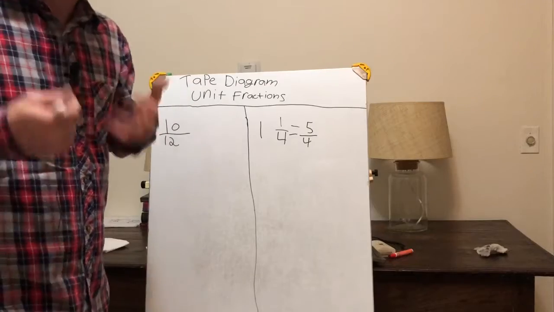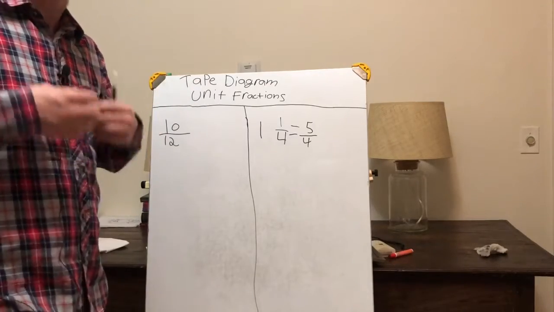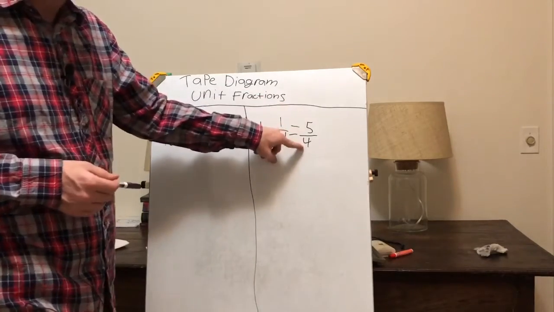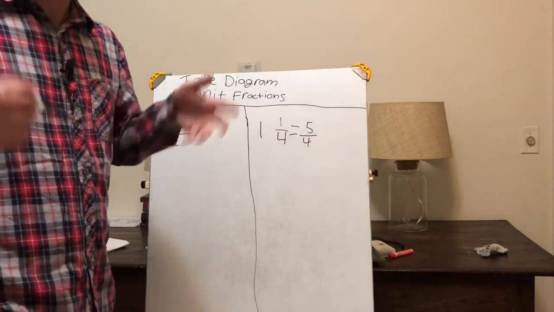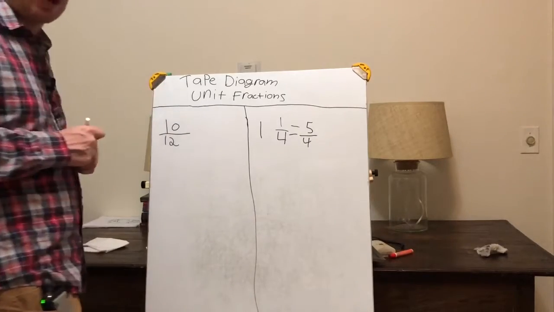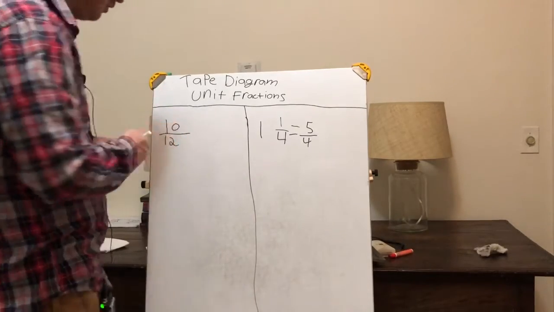This is called a compound fraction. It's when you have more than 1. So the numerator would be more than the denominator. It's called a compound fraction. So let's do our tape diagrams first. We have 10/12.